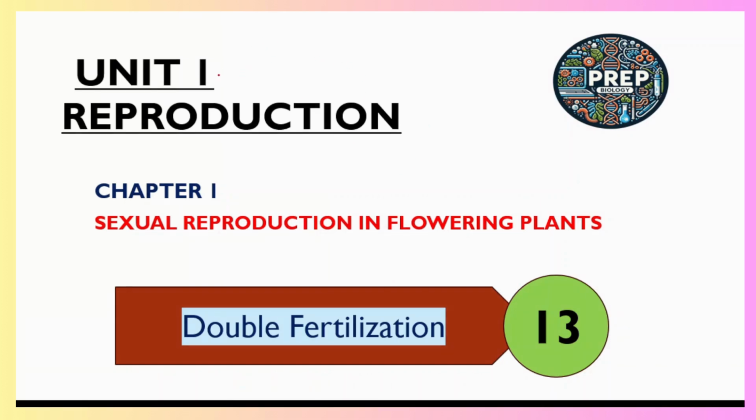Continuing with unit 1 of class 12th biology, that is reproduction, chapter number 1, sexual reproduction in flowering plants. This is class 13th of this series. Today in this lecture we are going to start a very important topic of this chapter, that is double fertilization. Let's start with the lecture.